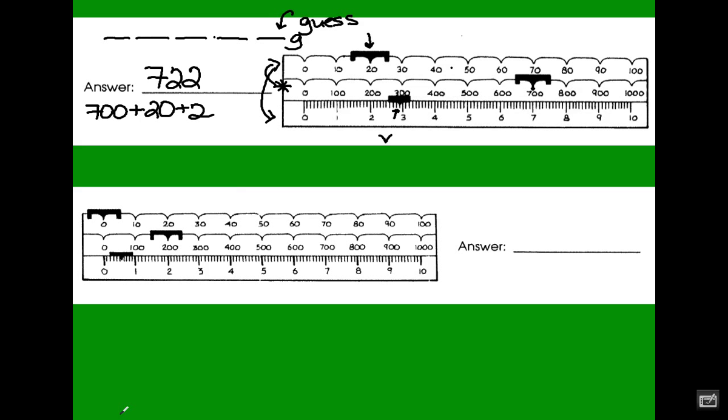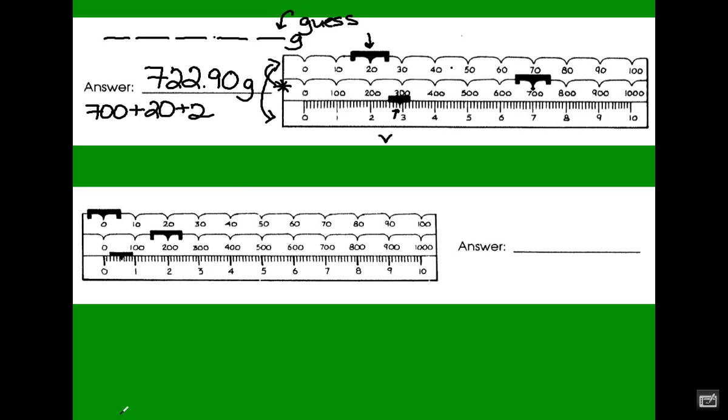Now I need to count the tenths. If I look at where that arrow is pointing, it's on the 9th one, the one just before the 3. So I would put 0.9, and I'm thinking it's directly on the line, so I'm going to put a 0 there, and my unit is grams.